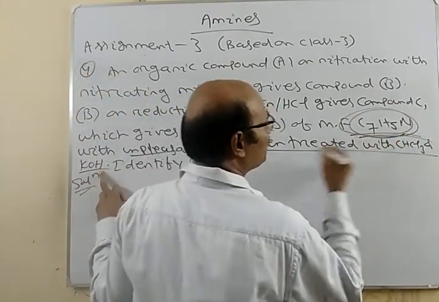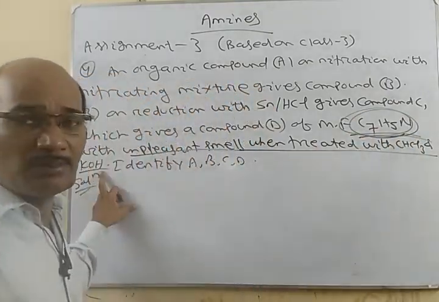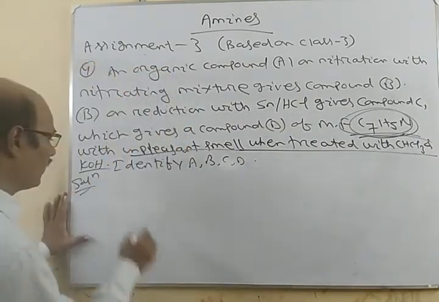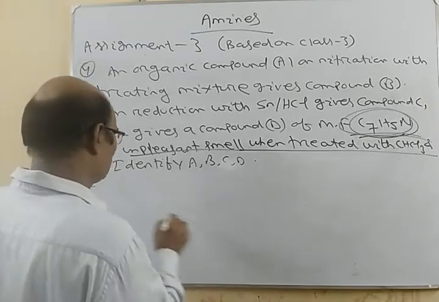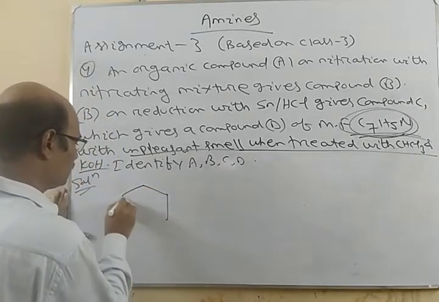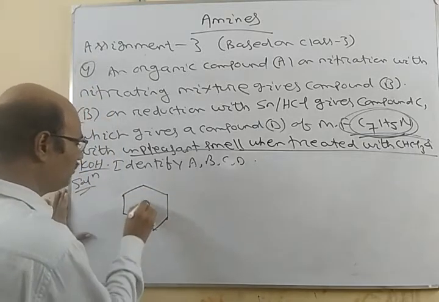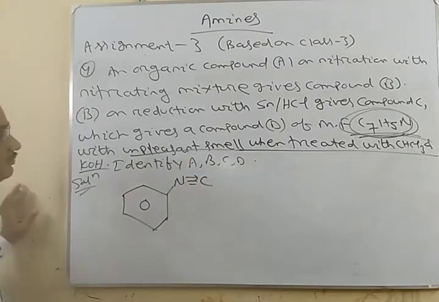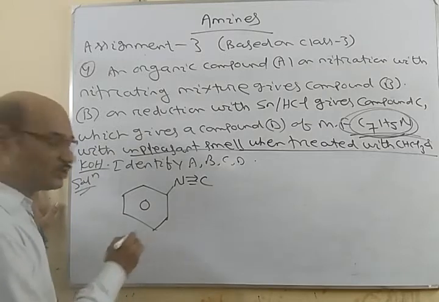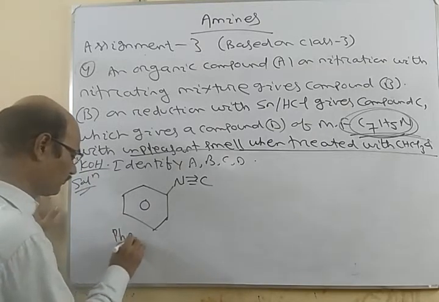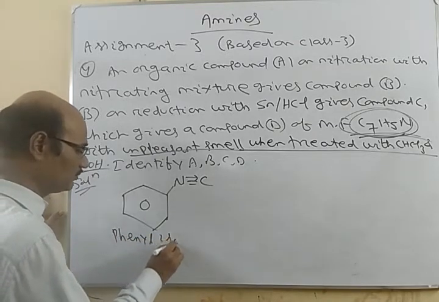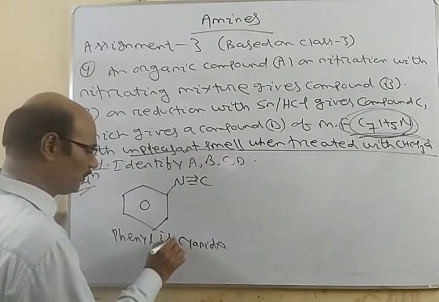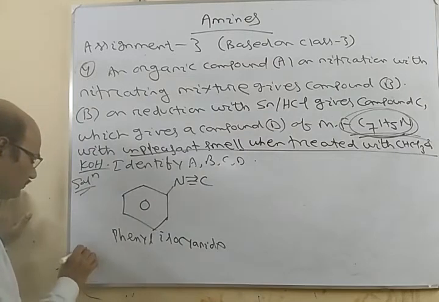That means this is the carbylamine reaction. With CHCl3 and KOH it means the carbylamine reaction, and this is a carbylamine. Because C7H5, it is an aromatic one. So I will add C6H5NC, phenyl isocyanide, having a pungent smell.